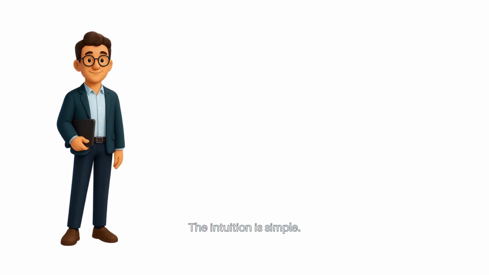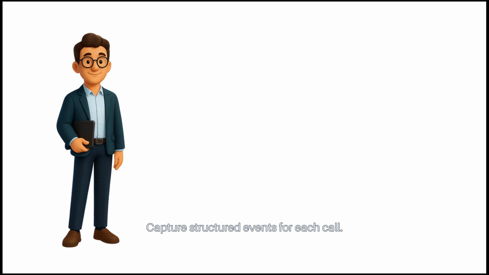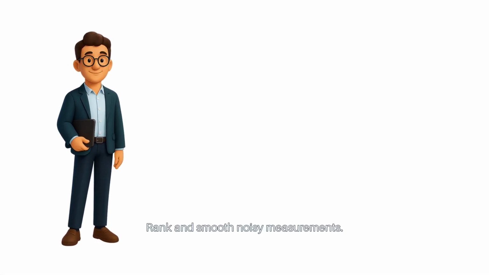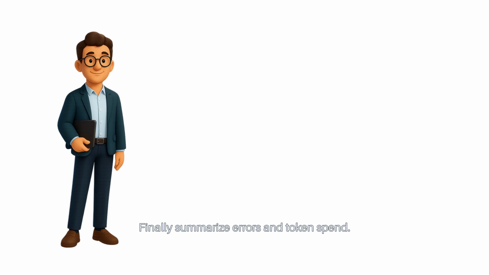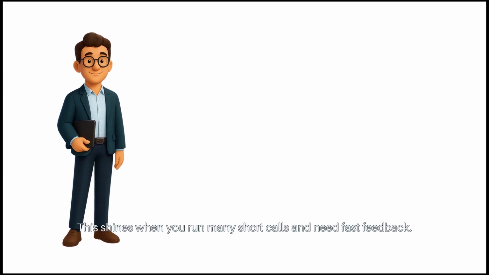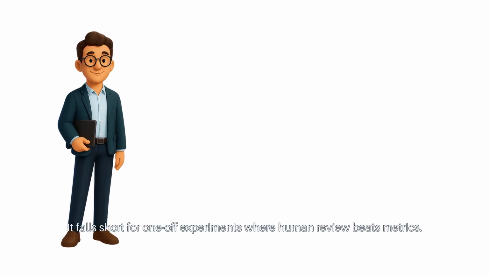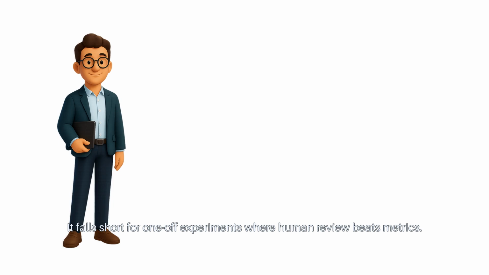The intuition is simple. Capture structured events for each call. Check timings against a budget. Rank and smooth noisy measurements. Finally, summarize errors and token spend. This shines when you run many short calls and need fast feedback. It falls short for one-off experiments where human review beats metrics.